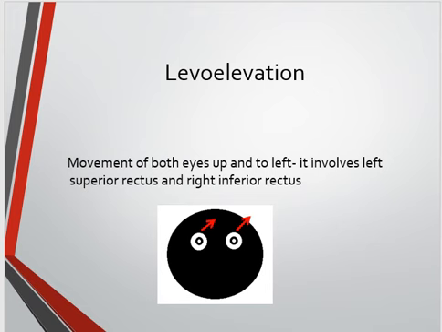Levoelevation. Levo means to the left, elevation is up, so that is up and to the left. So the muscles that are responsible: the left eye is moving out and up and left, so that will be left superior rectus. Similarly, the right eye is moving up and towards the nose, so it is right inferior oblique. It must be oblique, not the rectus.